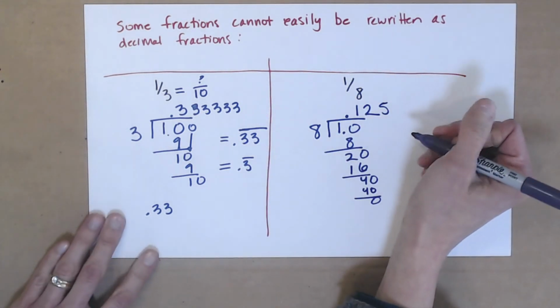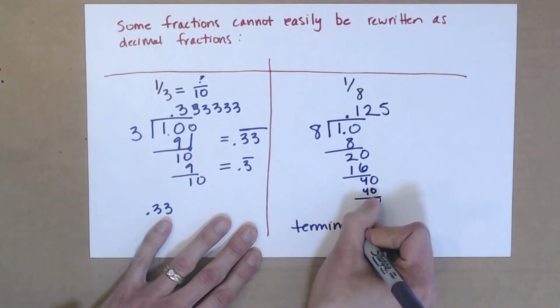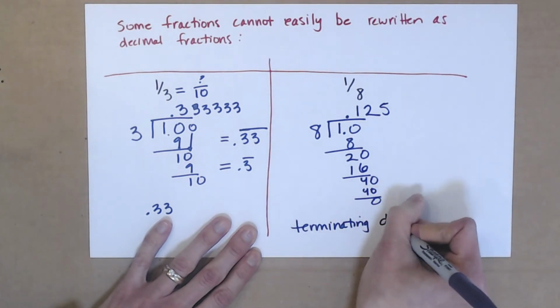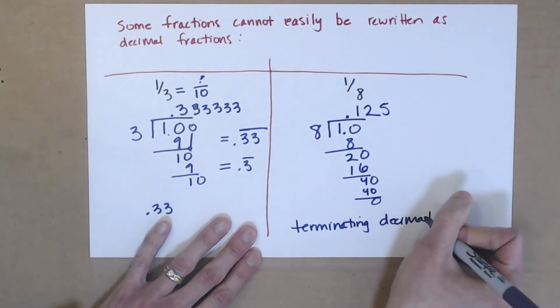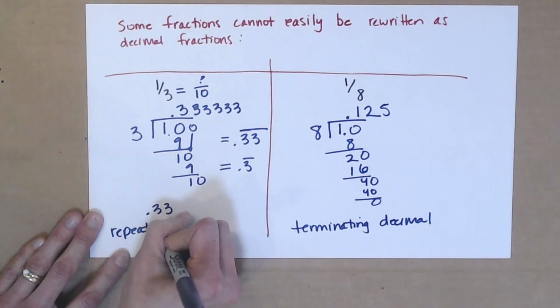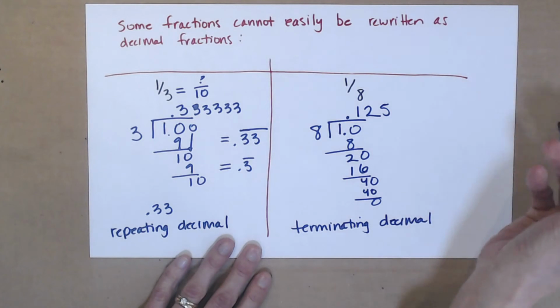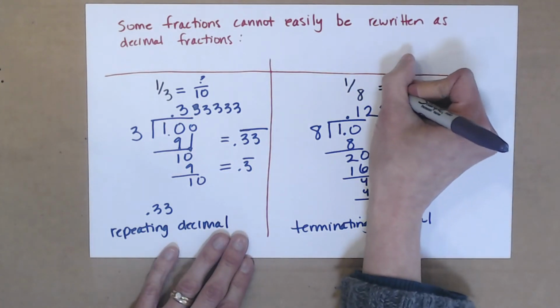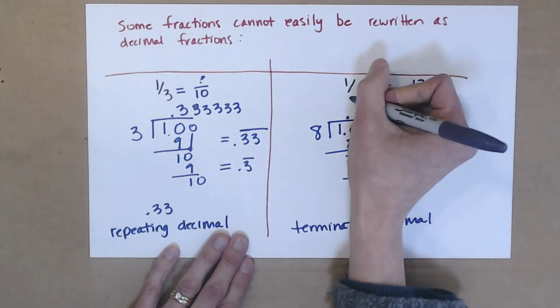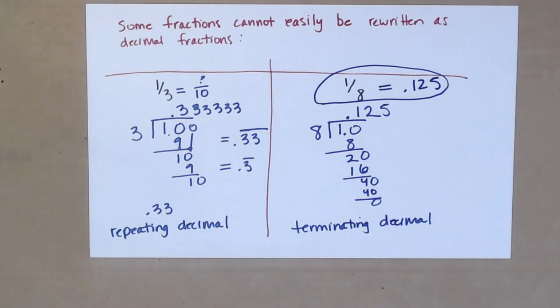It actually ends. And that is called, just so you know, a terminating decimal, where this one was called a repeating decimal. So 1 divided by 8, or 1/8, is 0.125. This is also something I want you to memorize. I want you to know that fraction. 1/8 is 0.125. Just know it. It'll be useful for you.